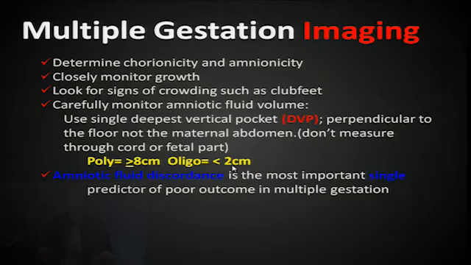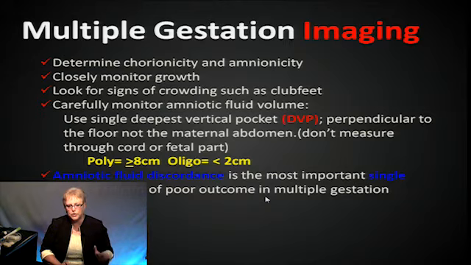And then amniotic fluid discordance is the most important single predictor of poor outcome in a multiple gestation. So that's why we monitor these babies. Starting from early on, 14 weeks when they're monochorionic, we're going to follow them every 2 weeks, and then every 1 week, and then we follow them throughout the pregnancy. Looking just limited to what the fluid is, the stomach, and the bladder.